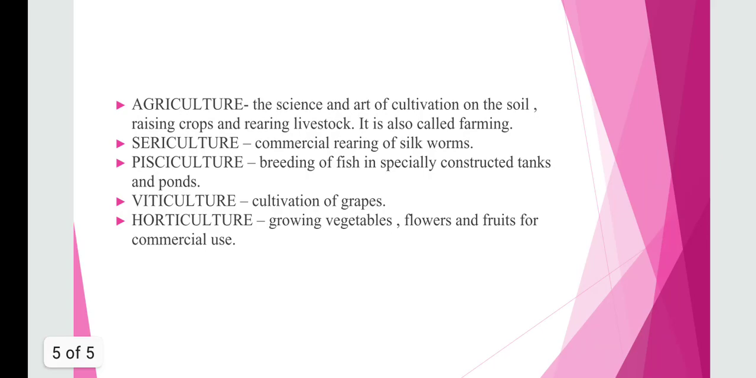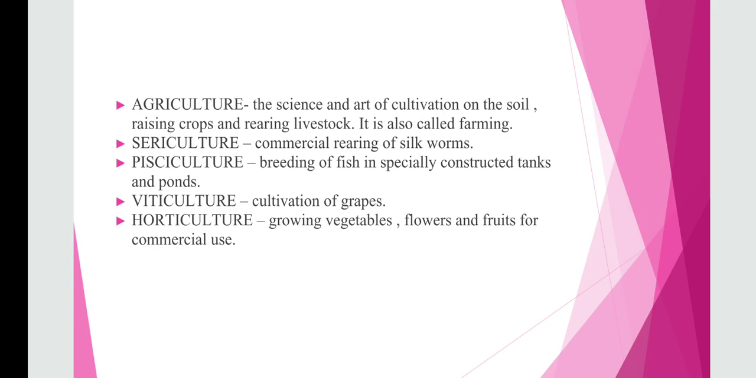Now we are going to learn some definitions. What is the definition of agriculture? What do you mean by agriculture? It is the science and art of cultivation of the soil, raising crops and rearing livestock. It is also called farming.